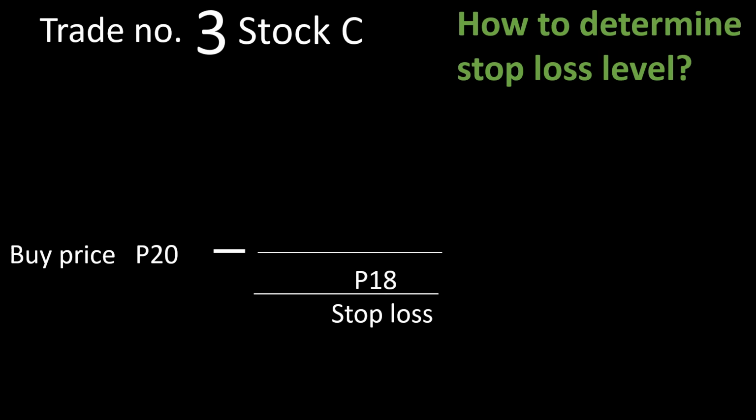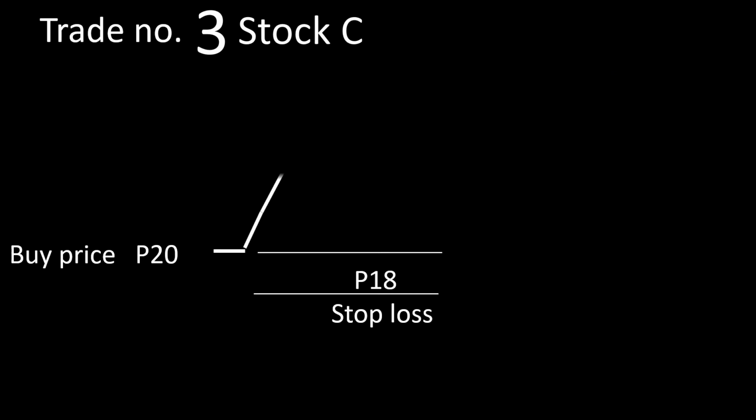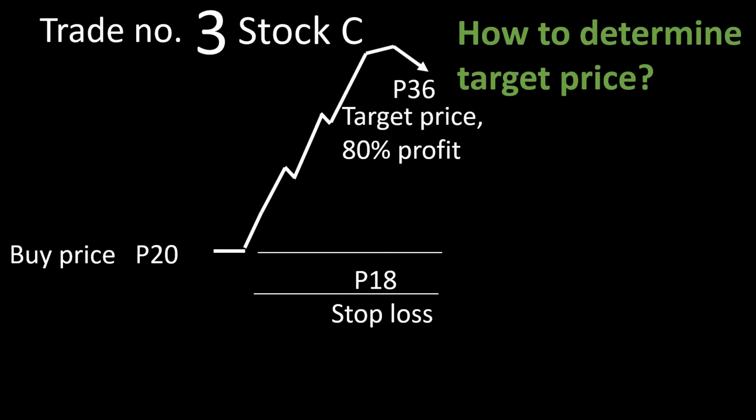How do you determine your stop loss level? We said in our previous videos that you can use market volatility as basis. This is expressed in standard deviation. You can also use average true range. Your target price for this trade is 36 pesos. Now, how do you determine your target price? One way is to determine the next strong resistance above your buy price and use that as your target price.